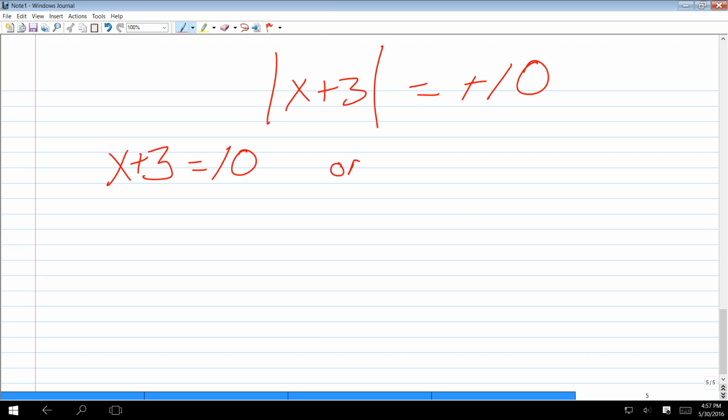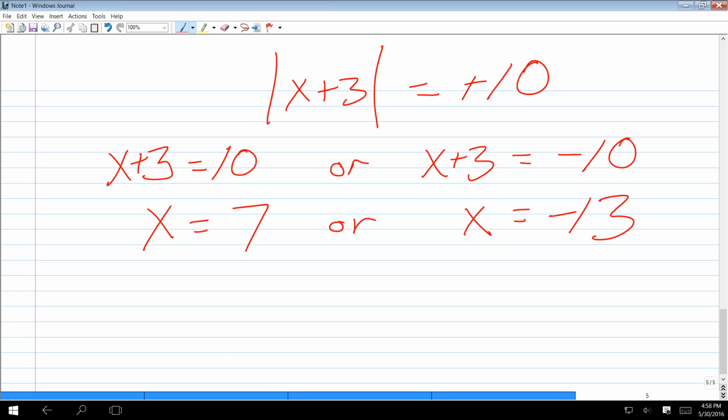And then there's an or. And the or part is the same, whatever's inside the absolute value, but now it's equal to minus 10. And now solve each of these equations. Well, x equals 7 or x equals minus 13. And if you plug in 7, you'll notice that it's a true statement. And if you plug in minus 13, it's a true statement. So the process when you have absolute value equations is always going to produce at least 2 equations that you have to then solve.